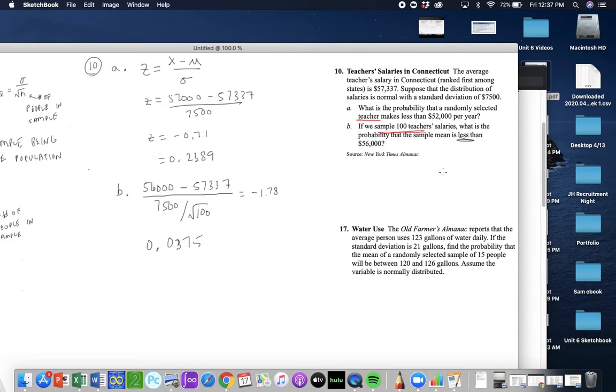So what that is stating is that if I took a sample of 100 teachers from the Connecticut teacher population, and I took the average of all of their salaries, those 100 teachers, the probability that the mean of the sample would be less than 56,000 is about a 3.75% chance, or the probability would be 0.04 if you round to the nearest percent.